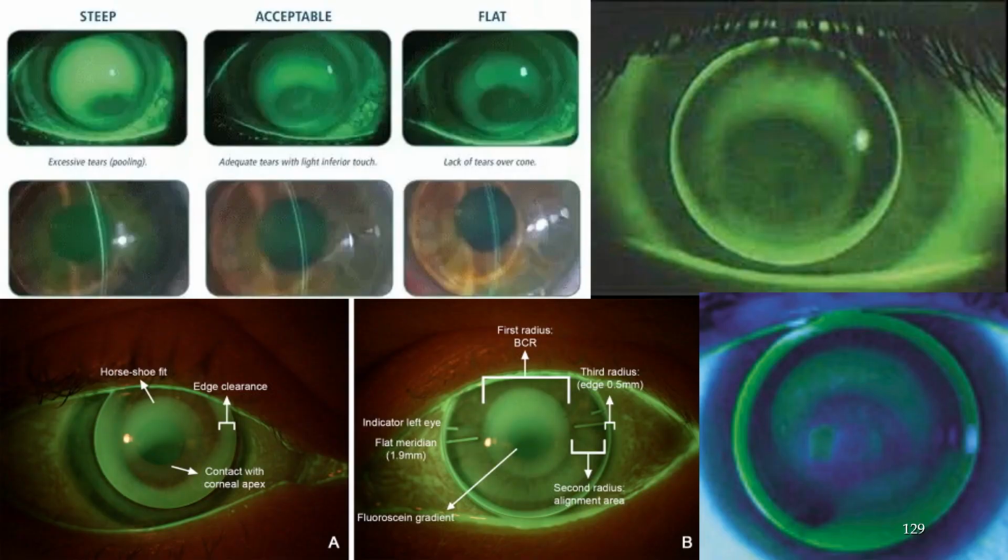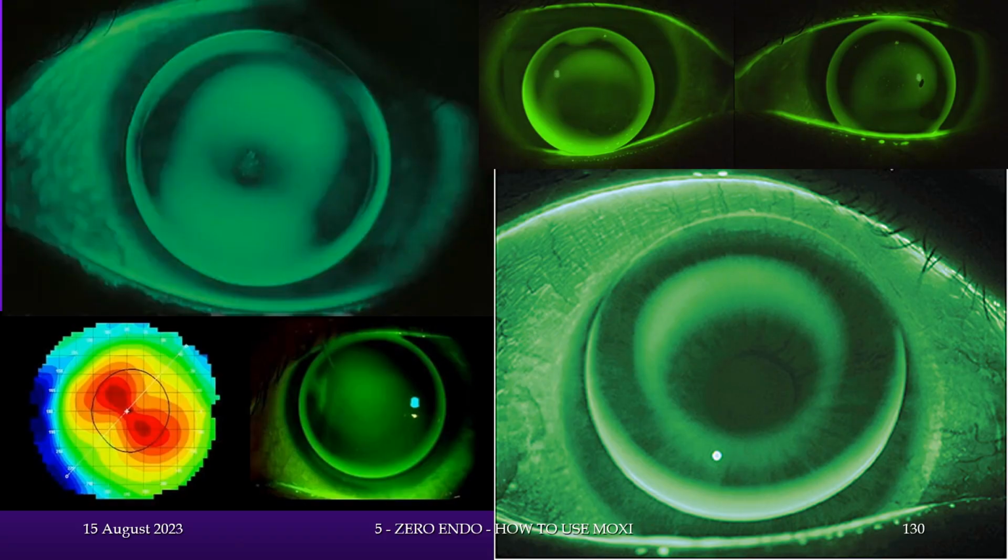We can also use Moxi Glow with Moxifloxacin to check the fitment of RGP and Rose K contact lenses, especially for keratoconus, and also for regular and irregular astigmatisms.